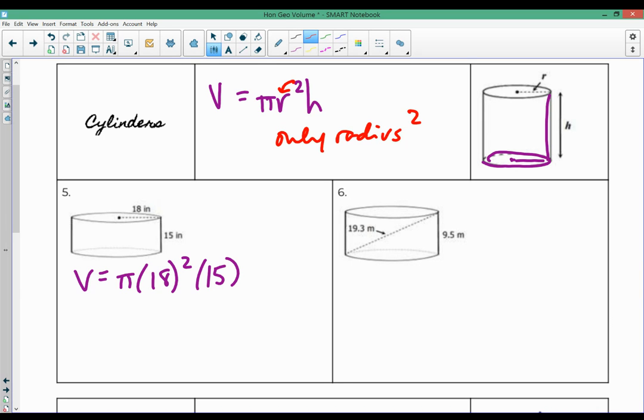So you can use pi or 3.14. I'll use pi. For that, if we round to the nearest tenth, we get 15,268 and 1/10 cubic inches.